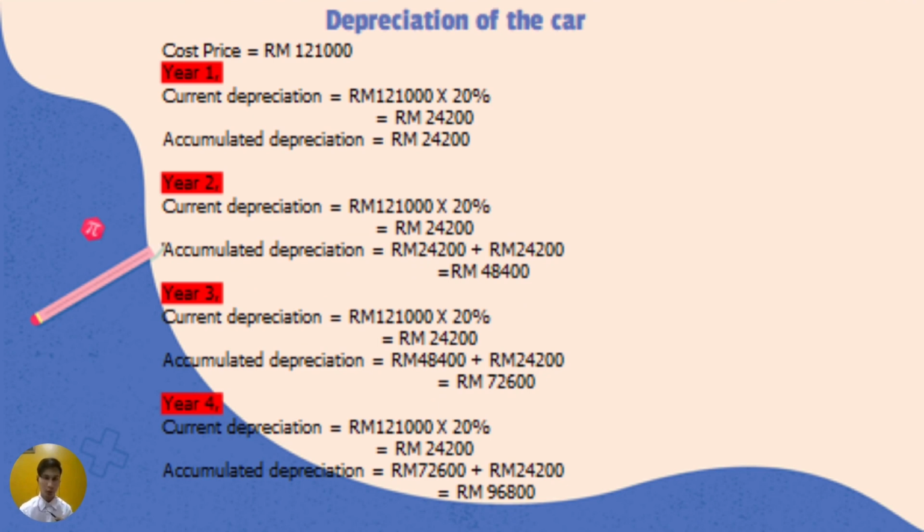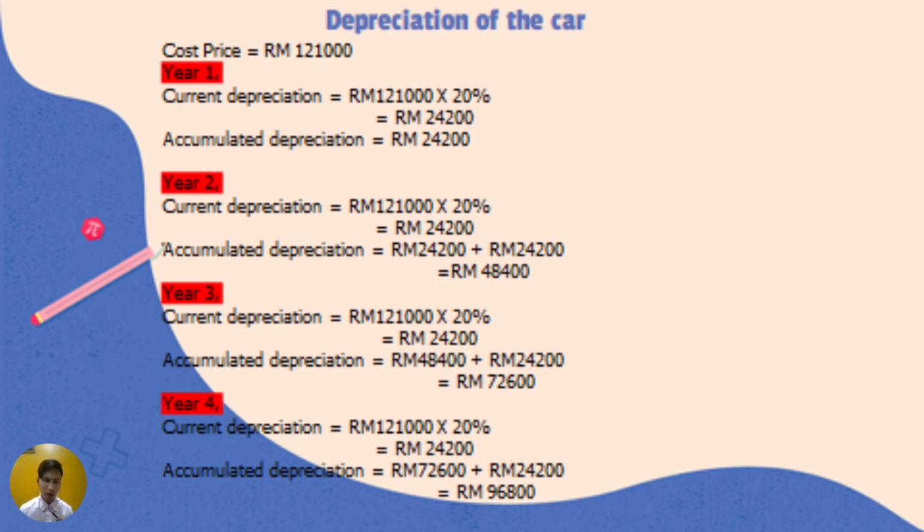The cost price is RM 121,000 and the depreciation is 20%. We use the straight line method, so the current depreciation for every year will be the same amount. For year one, the formula is the cost price times depreciation percent. So RM 121,000 times 20%, we get RM 24,200. So the accumulated depreciation for year 1 is RM 24,200. For year 2, we get the same amount.